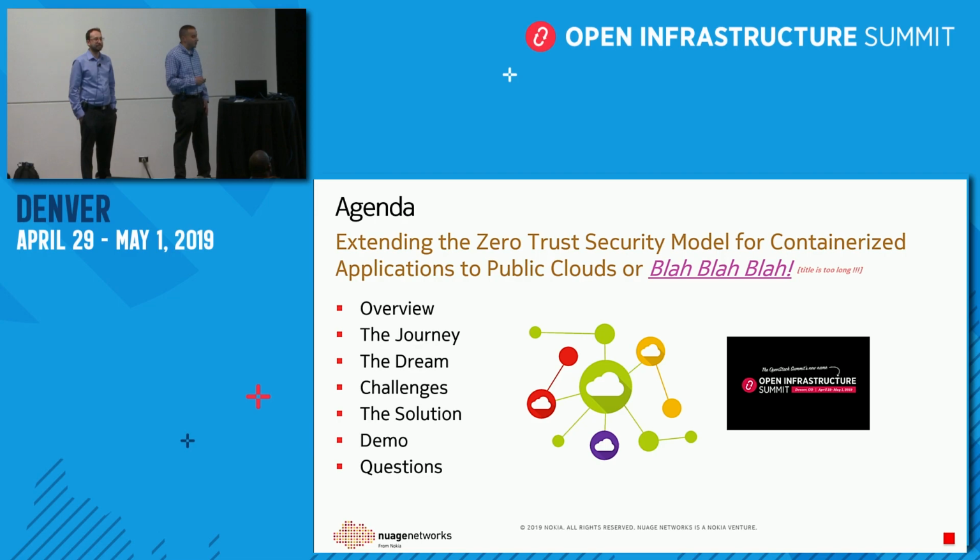Then we're going to discuss a solution. We implemented this solution using Nokia technology, but the reality is this is a very open solution. You could use any open source SDN controller, OpenShift, Kubernetes, OVS. You can implement it using whatever your preferred vendor or preferred open source solution is. And then we'll have a brief demo where we'll show you what we were able to accomplish, and we'll open the floor up for questions.